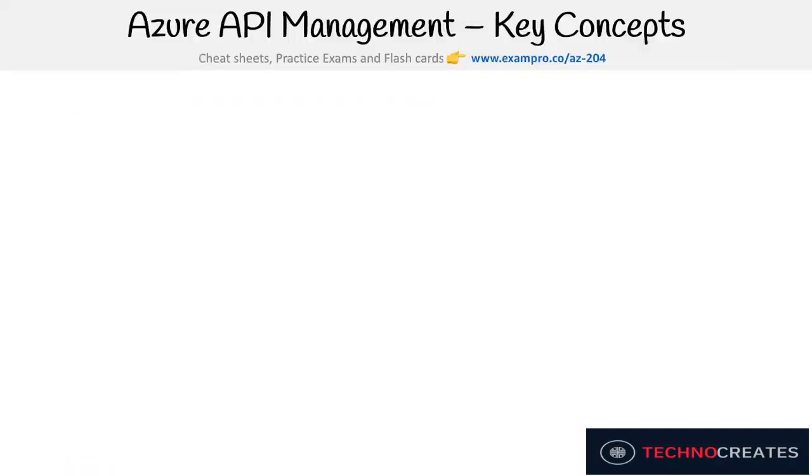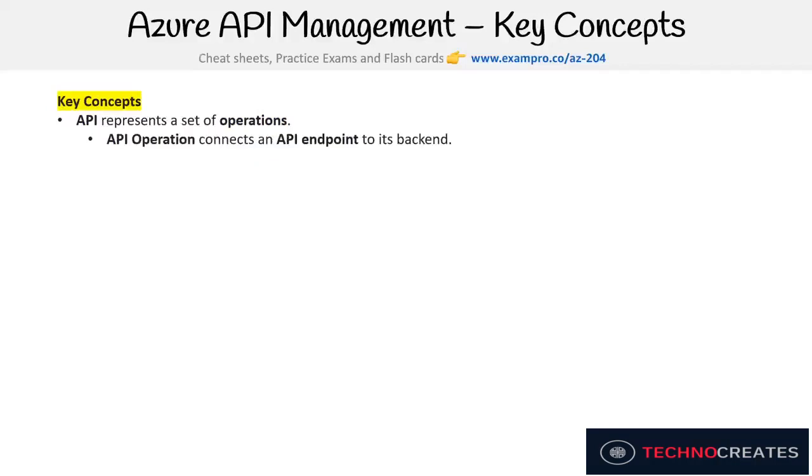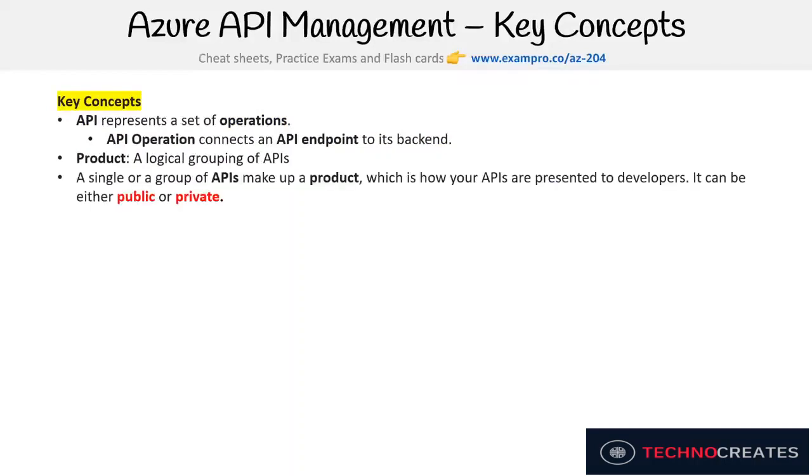So let's go over the key concepts or key components of API Management. I do not have a fancy visual for this. It's just very hard to visualize, but we will learn all this as we go through it. So we have an API that represents a set of operations. An API operation connects an API endpoint to its backend. We have a product, which is a logical grouping of APIs. A single API or a group of APIs makes up a product. This is how your APIs are presented to developers, and it can either be public or private.